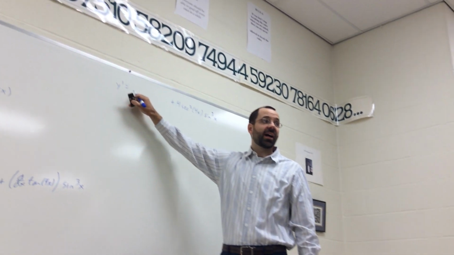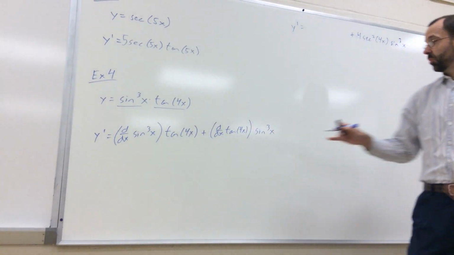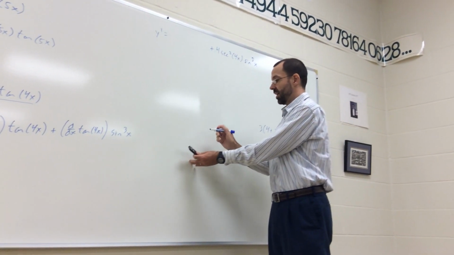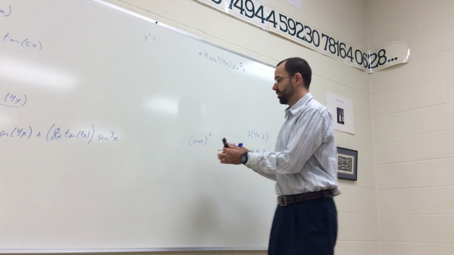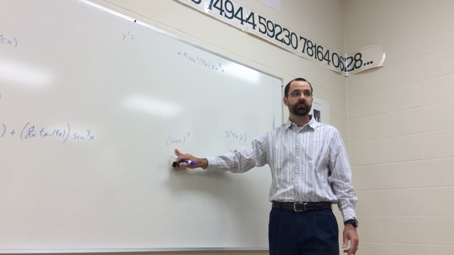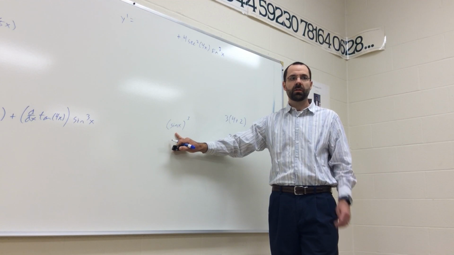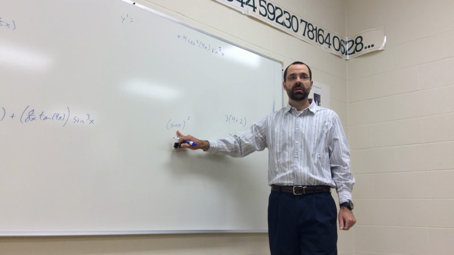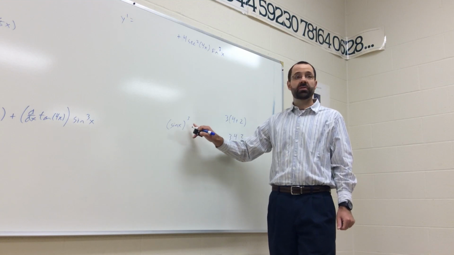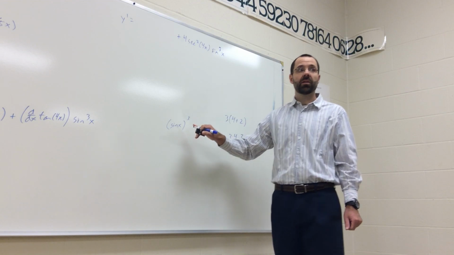And then for this slot, I have to figure out the derivative of sine cubed. The best way to think about that is to rewrite sine cubed. Sine cubed is this, right? So this means exactly the same thing as sine cubed. So to figure out that derivative, I just do 3 sine of x squared.